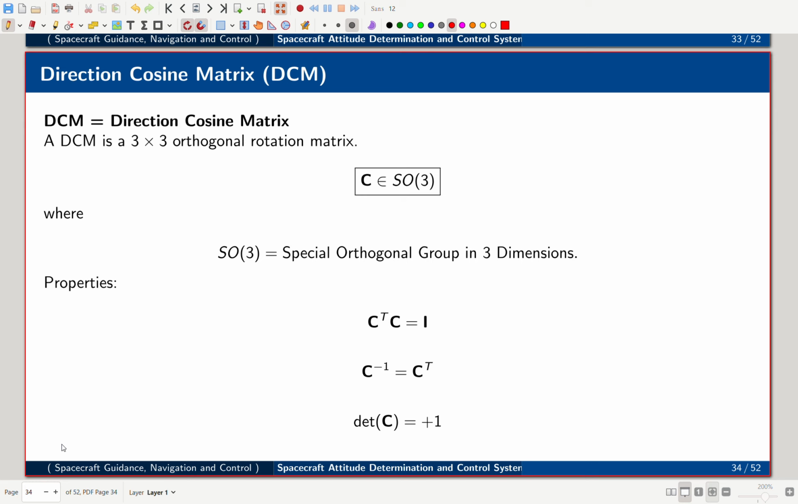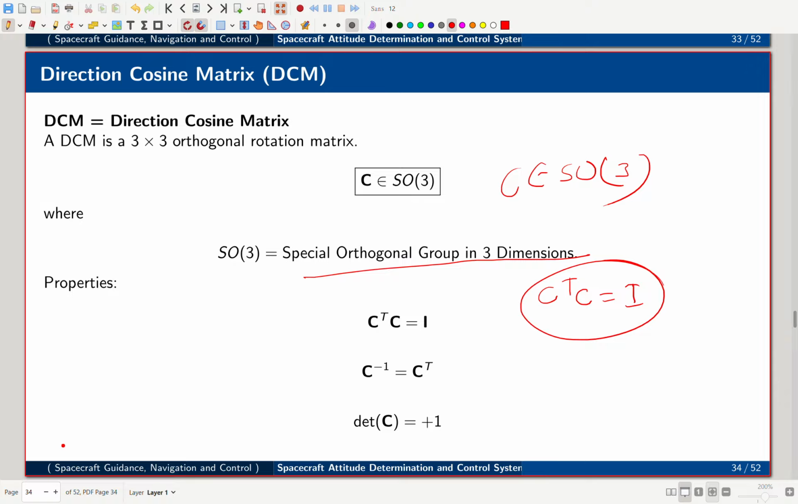Now we move on to the various rotations, how we can represent rotations. First, the fundamental one: the direction cosine matrix. This is a 3 by 3 orthogonal rotation matrix, where C belongs to SO(3). The 3 stands for the 3 axes, and SO(3) is the special orthogonal group in 3 dimensions. The properties need to be understood.